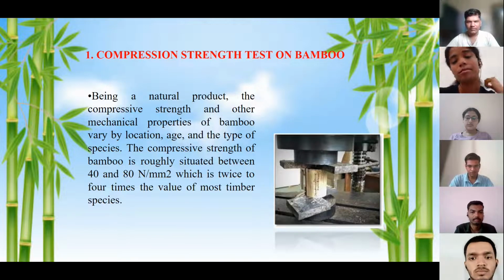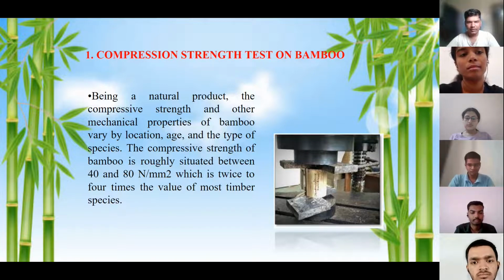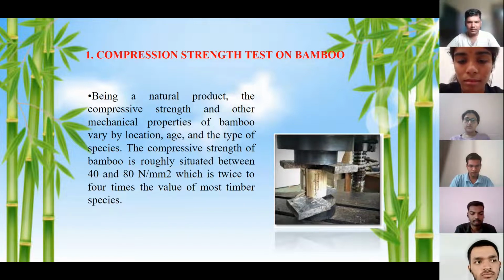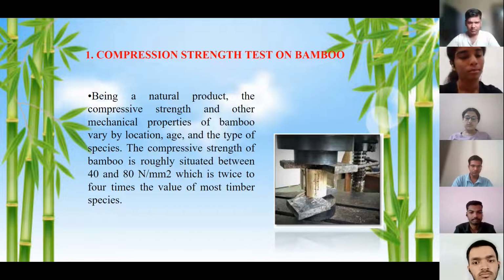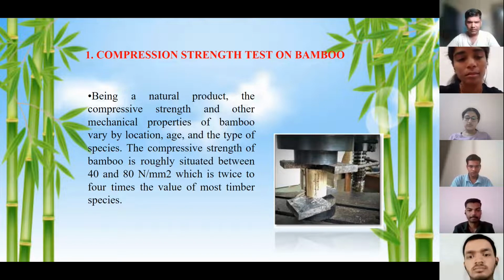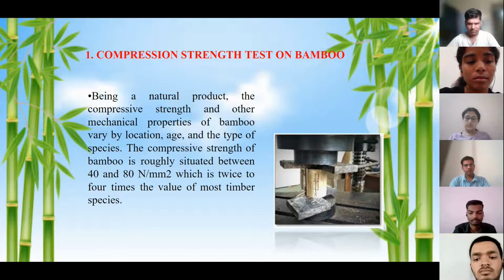The first one is the compression strength test on bamboo. The strength of the bamboo we can measure using this test. Being a natural product, the compressive strength and other mechanical properties of the bamboo vary by location, age, and the type of species. The compressive strength of the bamboo is roughly between 40 and 80 Newton per millimeter square, which is twice to 4 times the value of most timber species.